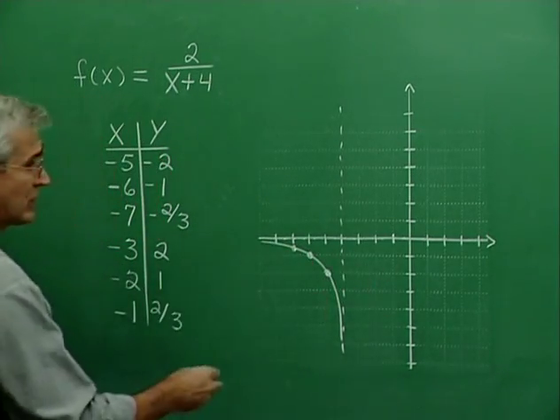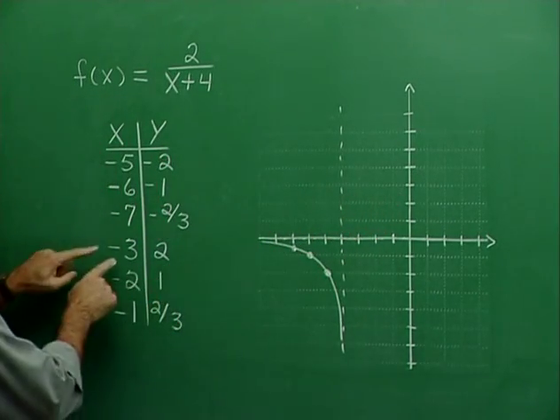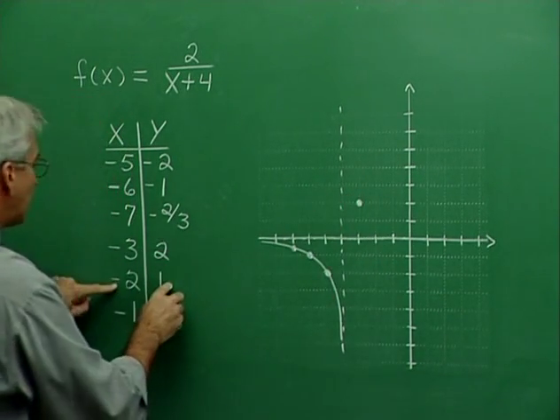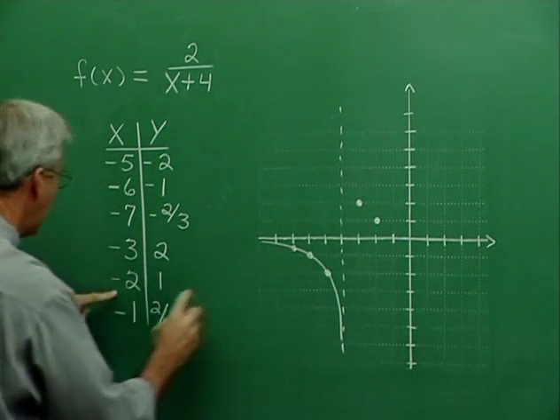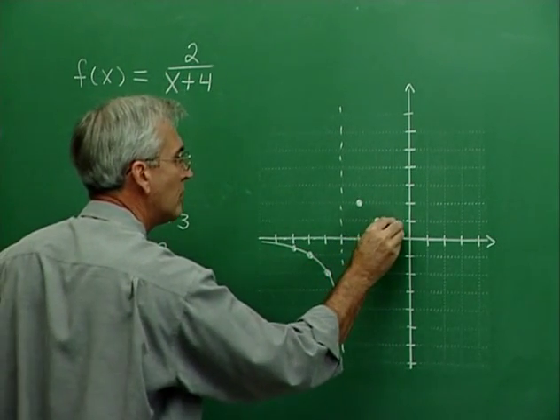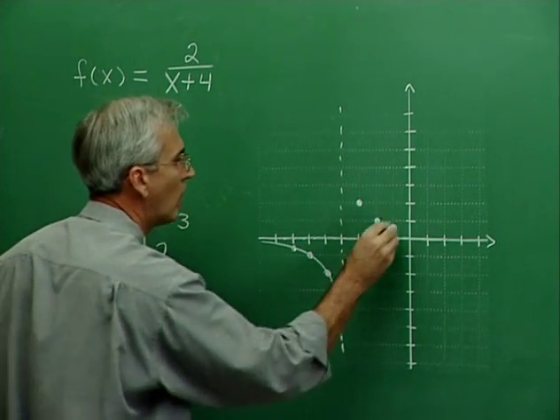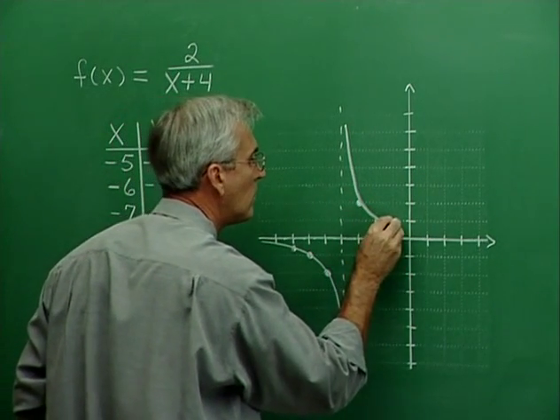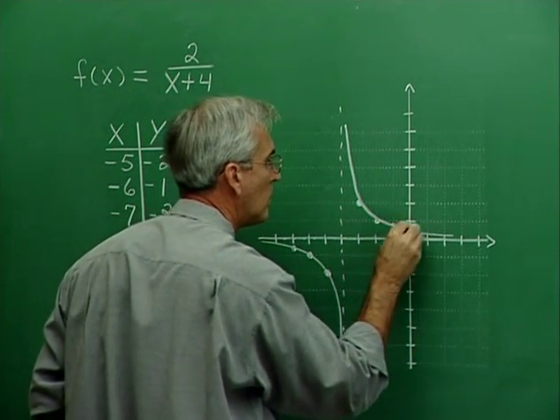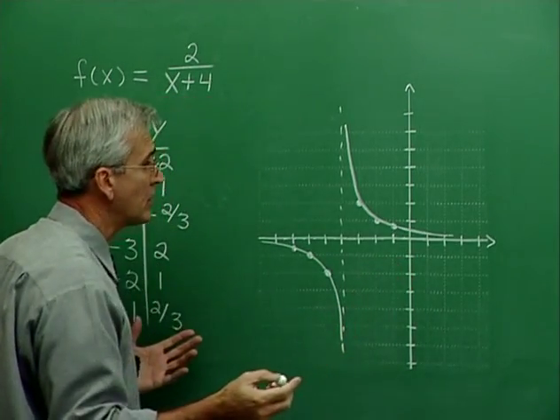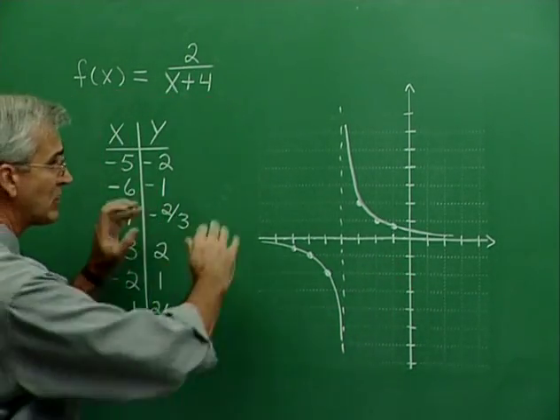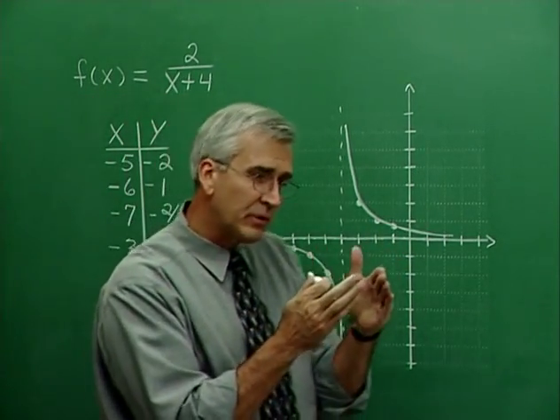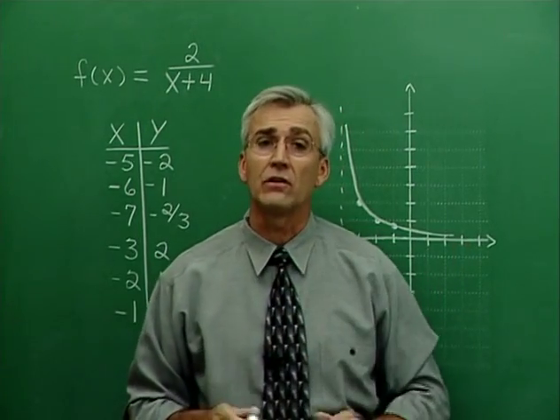Now let's see what happens on the other side. It'll be a similar kind of behavior. We have -3 goes to 2, -2 goes to 1, and -1 goes to 2/3. And so on this side, the graph will do this. And that's really all there is to it. The process is identify asymptotes, plot a few points, draw the curve, make that curve snuggle up to the asymptotes, and we're home free. Let's look at it on the calculator.